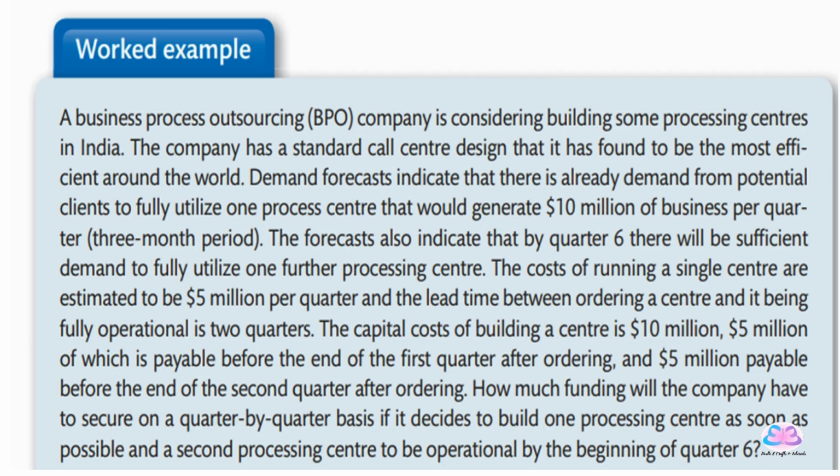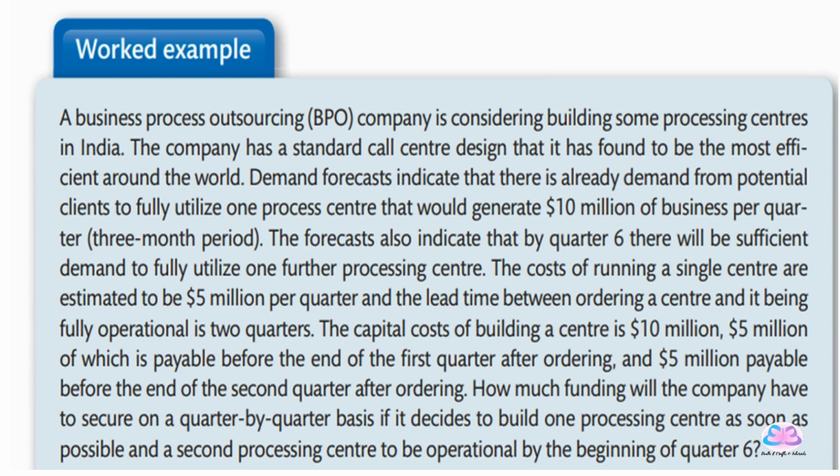Now, I want you to read this worked example. A business process outsourcing company is considering building some processing centers in India. The company has a standard call center design that it has found to be the most efficient around the world. Demand forecasts indicate that there is already demand from potential clients to fully utilize one processing center that would generate $10 million of business per quarter, or 3 months period.